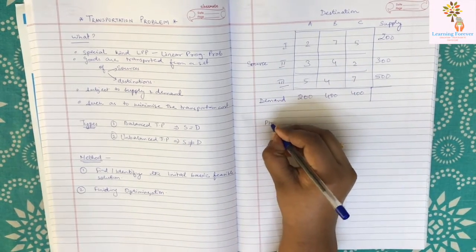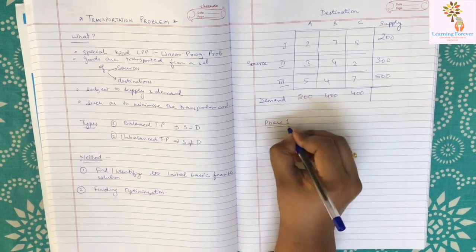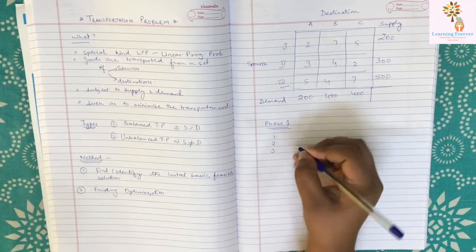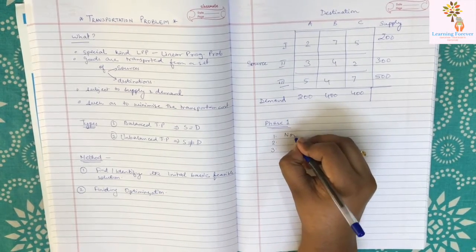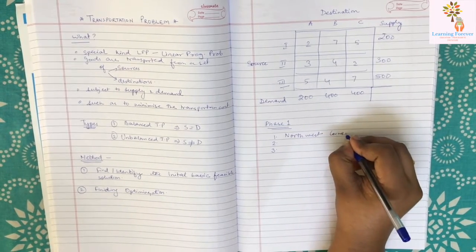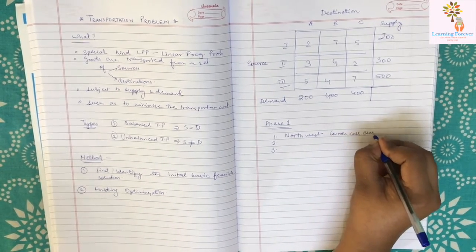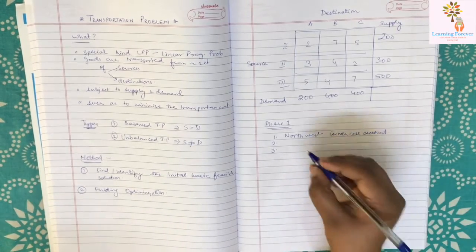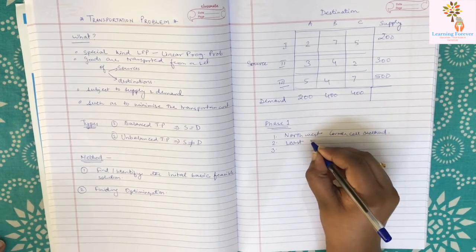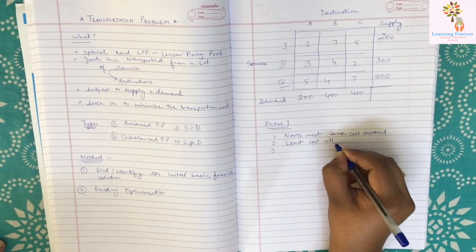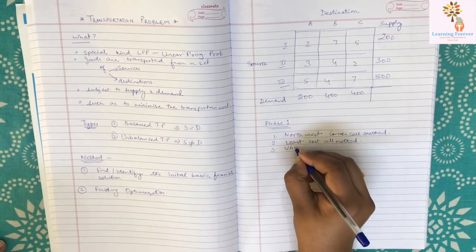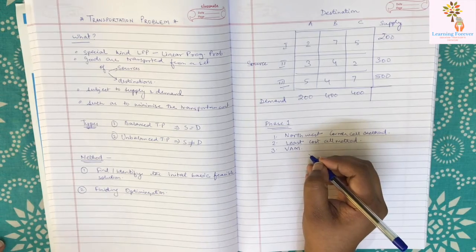Before that, let us understand the methods of this problem. There are three methods in which we can solve the transportation problem. One is the north-west corner cell method. This is a very commonly used method and it is the simplest method. Type 2 would be the least cost cell method. And we also have the VAM method.